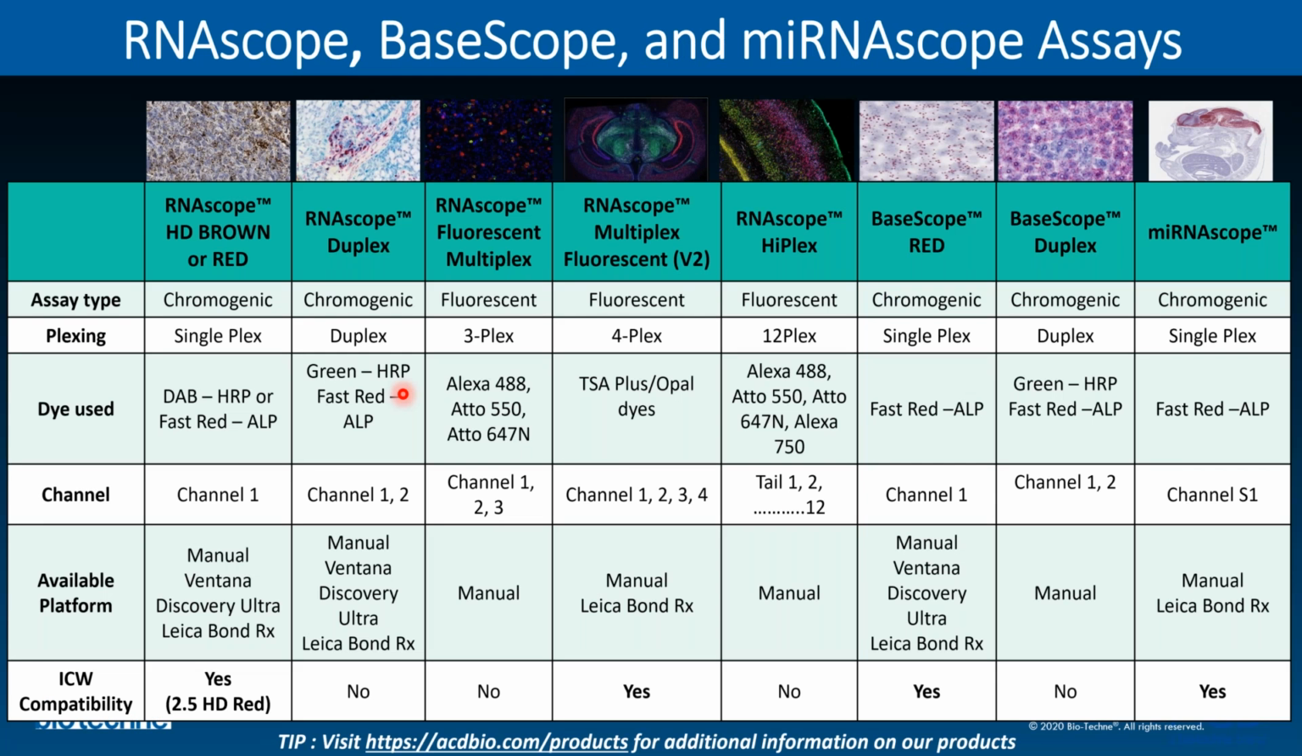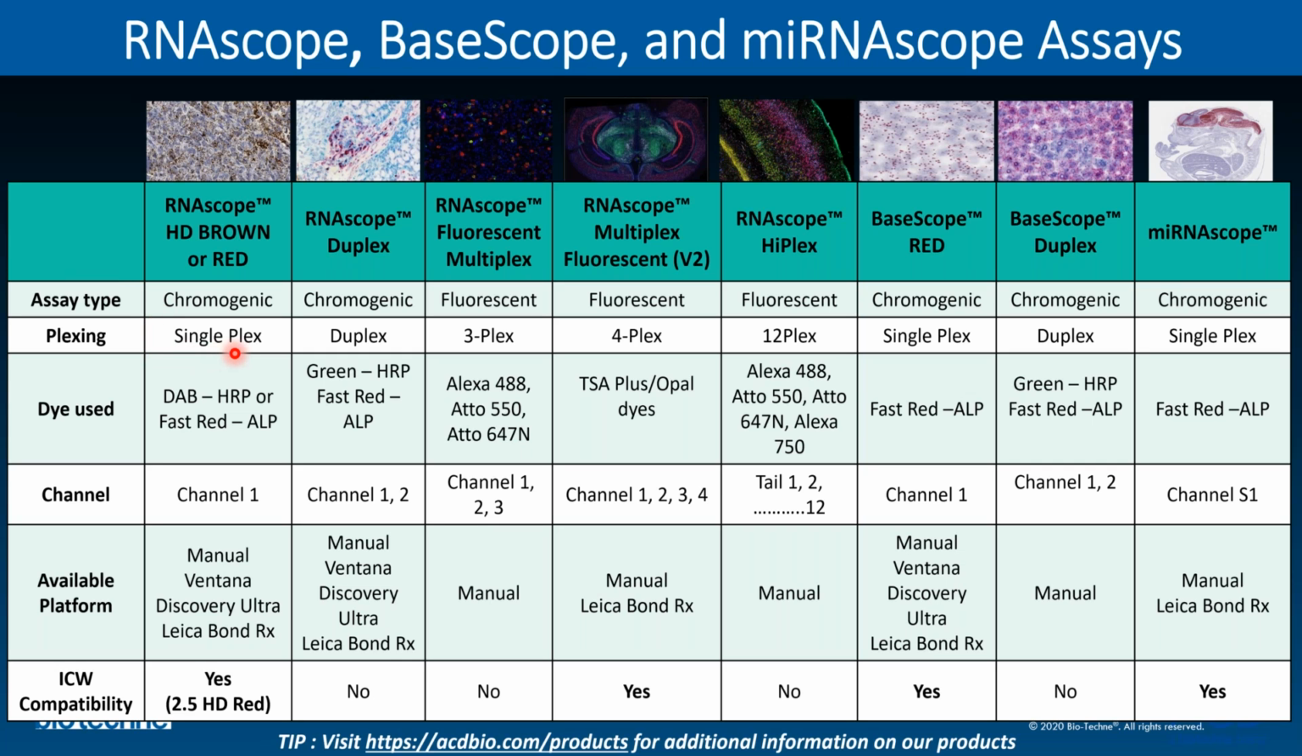Next, I wanted to give you a snapshot of all the product offerings that ACD has. Shown on this table are the RNAscope, BaseScope, and miRNAscope assays that we offer. Now, I do know this table is slightly complex and has a lot of information, so I'm going to explain it by breaking it down in columns. We'll start with the first two columns, which are for the RNAscope chromogenic assays. And you have two options there.